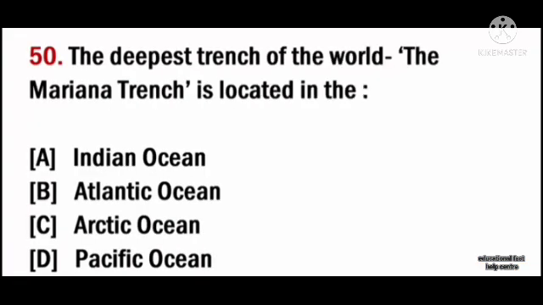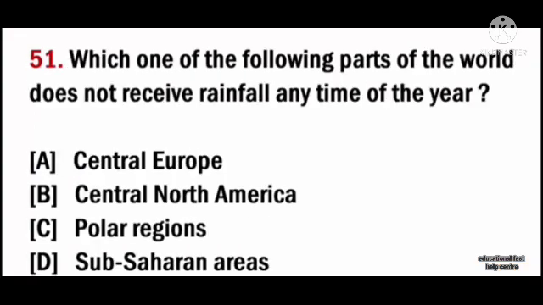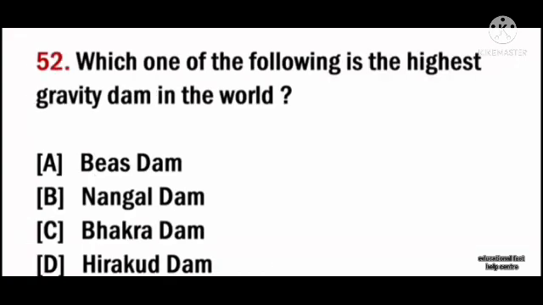The deepest trench of the world, the Mariana Trench, is located in the? Answer D, Pacific Ocean. Which one of the following parts of the world does not receive rainfall any times of the year? Answer C, Polar Regions. Which one of the following is the highest gravity dam in the world? Answer C, Bhakra Dam.